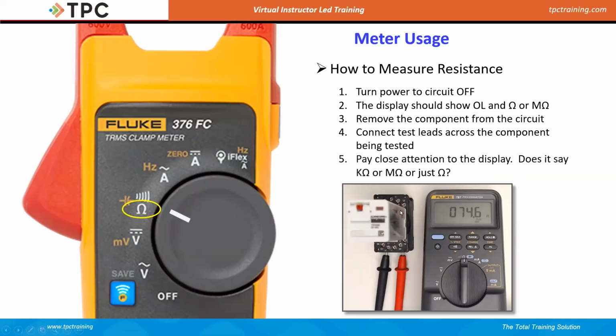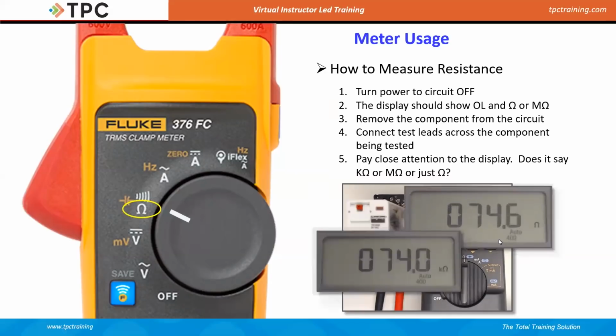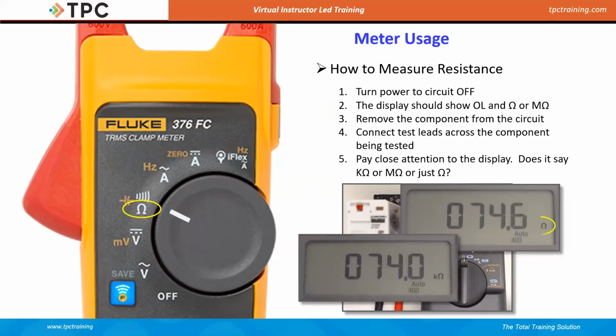Now, here's another trick, another tip. A lot of people, and I know those of you who answered the poll saying you use a meter every day, I'll bet you've been fooled by this. Let's make sure maybe everybody else doesn't get fooled by this. Look closely at that display. Does it say ohms or K ohm? Here, let me zoom in on this and show you the difference. Look at these two measurements. They both look pretty close to 74 ohms, don't they?